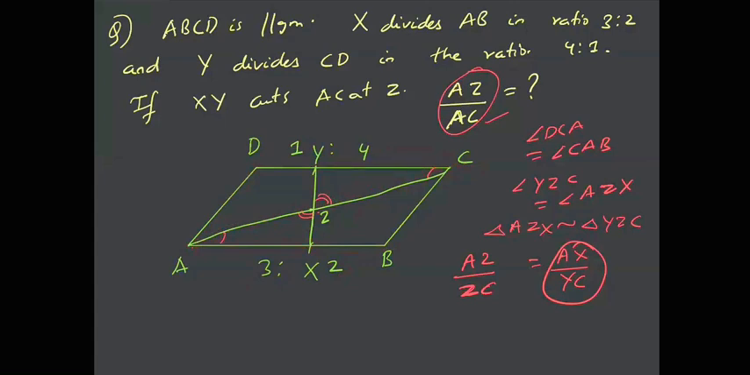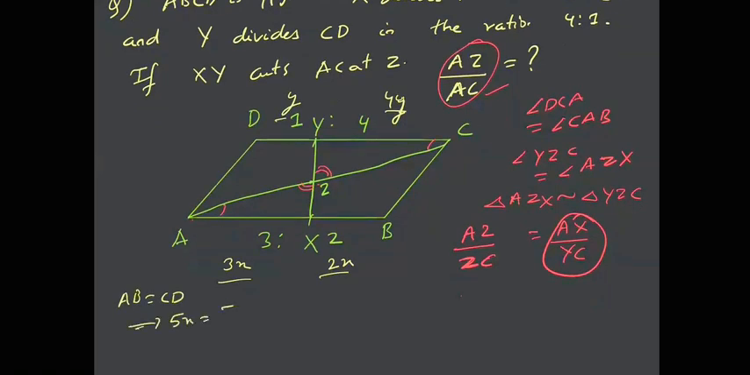So we will have to find this AX over YC. So let us see how to find AX over YC. Fine, since AX over XB is 3/2, I can say that AX is 3x and XB is 2x. And since CY over YD is 4:1, I can say that YC is 4y and DY is y. Okay, so we have assumed the length of the sides as 3x, 2x and 4y and y. And now since ABCD is a parallelogram, I know that AB is equal to CD, so opposite sides are equal. And this gives me that 5x is equal to 5y. And so I can say that x is equal to y.